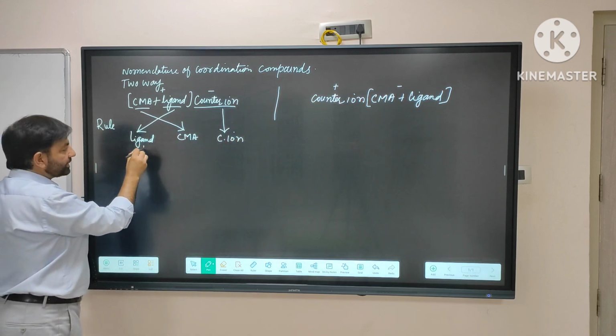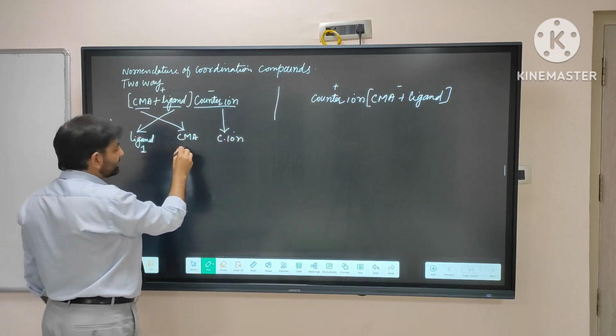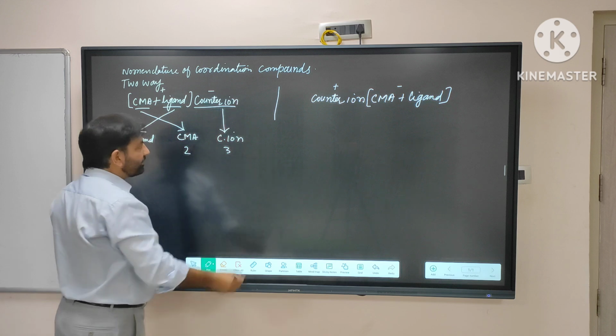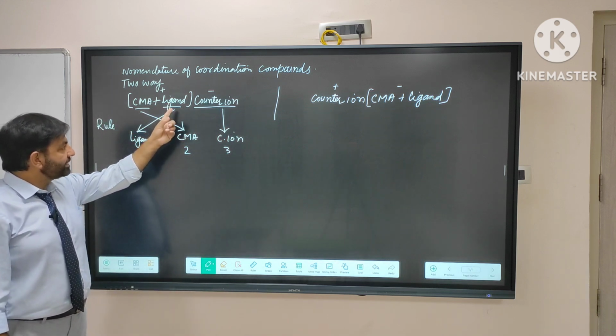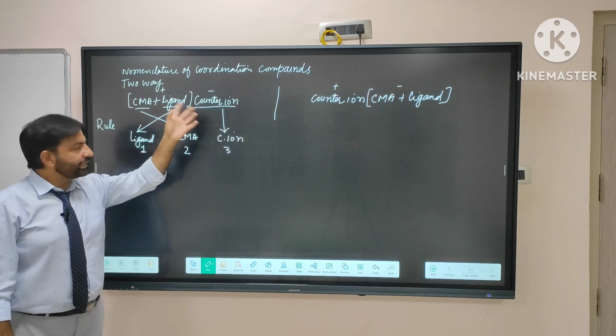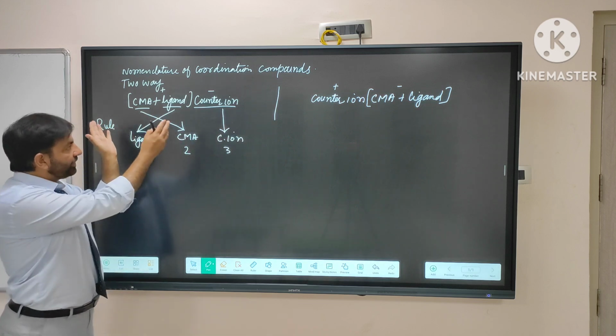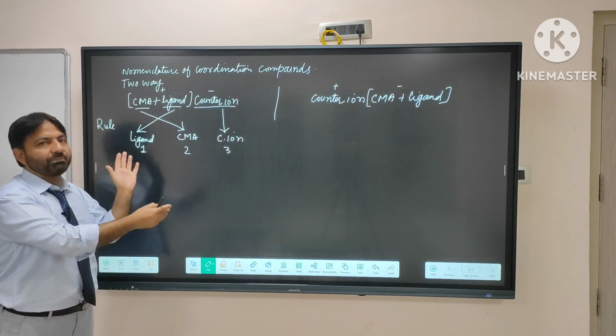I will give them numbering. This is the first part, the second part, the third part. So in this way we can name them: first ligand, then central metallic atom, then counter ion. So this is for the first type of coordination compounds.